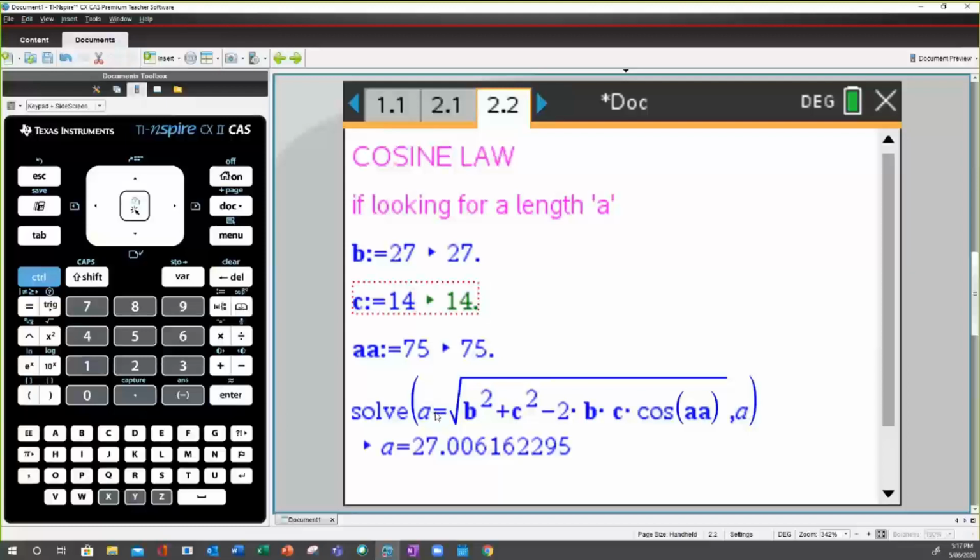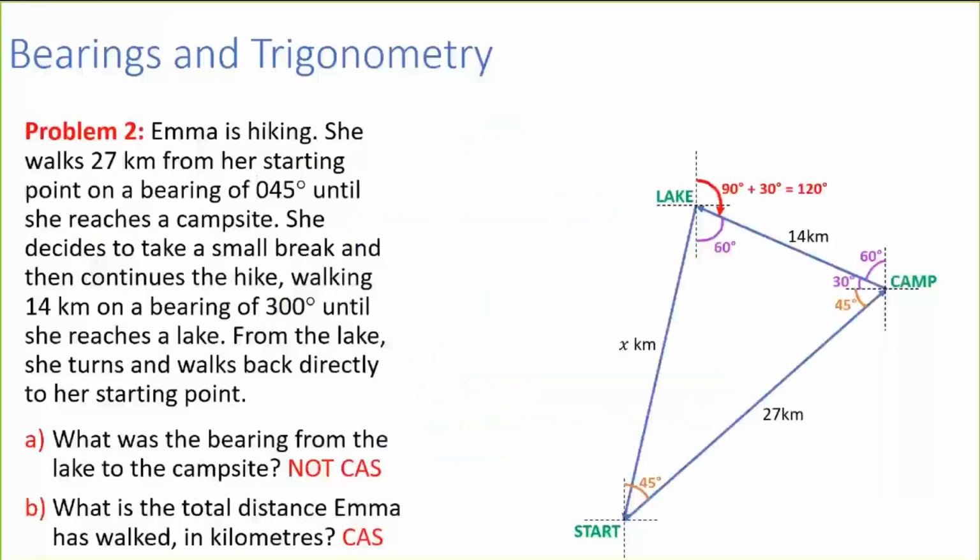So let me just go back to the PowerPoint. So we've got X there is 27. We've got another 27. And remember, read the question. It says, what is the total distance? So it's not asking me what X is. It's asking me what the total distance that Emma has travelled is. So you have to add up 27 plus 27, which is 54, and then another 14, which is 68 kilometres. So the answer to that one is 68 kilometres.